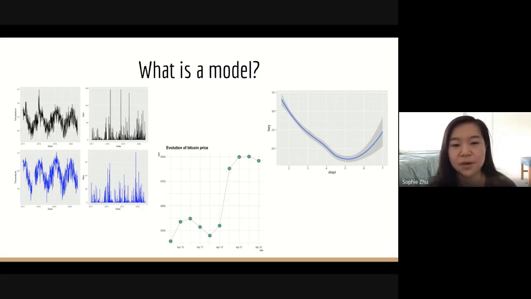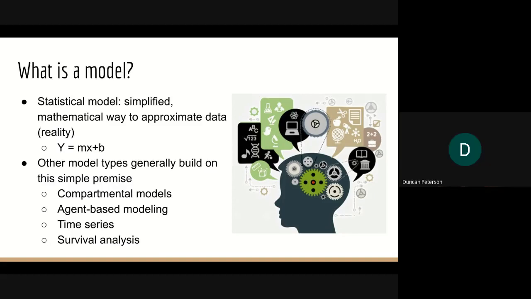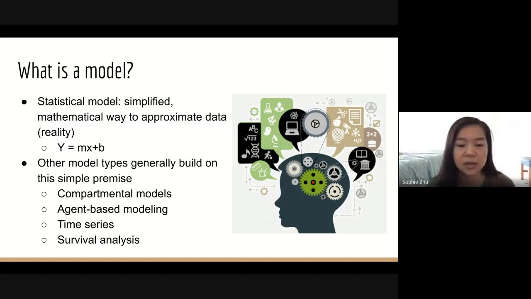Okay, so just moving on, a model, and specifically a statistical model, is really just a simplified mathematical way to approximate data or reality. And I'm sure the model that you're all familiar with, the one that everyone knows, is linear regression. This y equals mx plus b, so the equation for a line. And this model definitely has its place, but it's not suited really for the type of processes that we're talking about in modeling infectious disease dynamics generally. Other model types like compartmental models, agent-based modeling, time series, survival analysis, these more complex models generally still build on the simple premise.